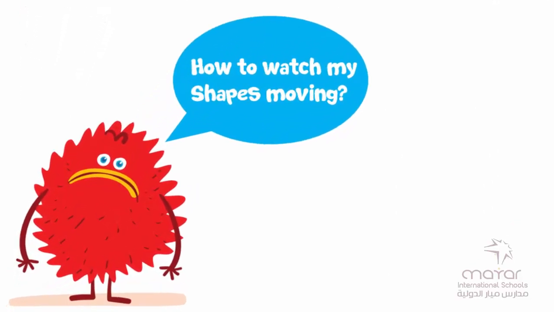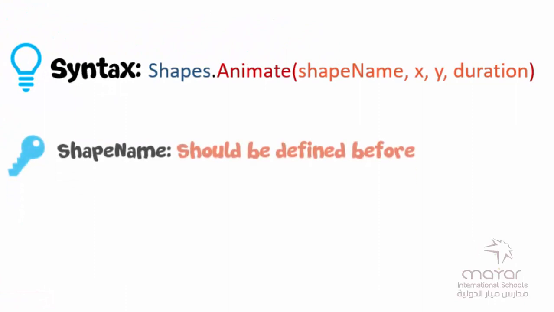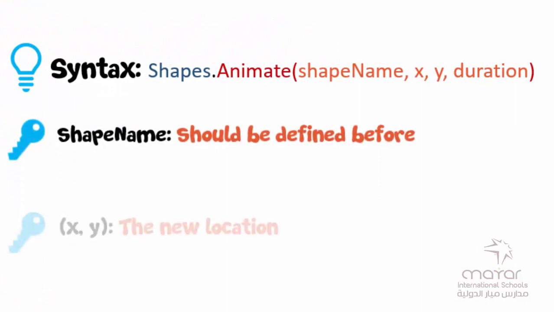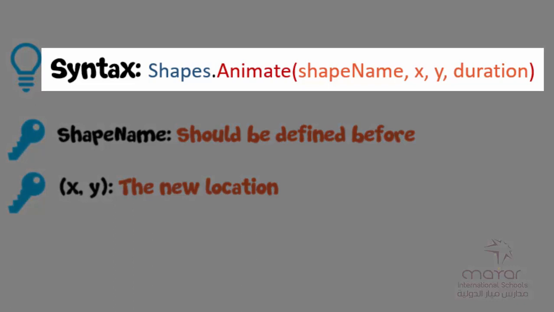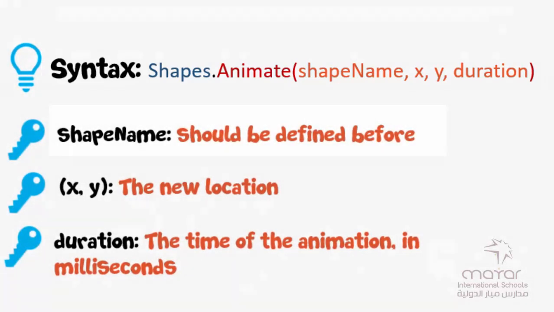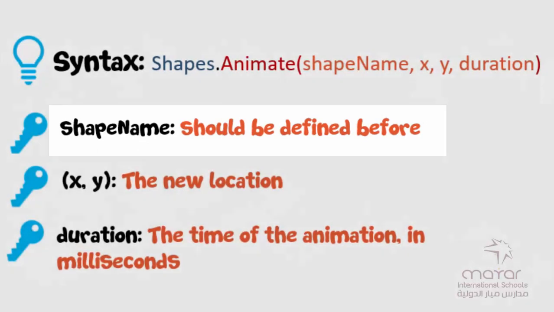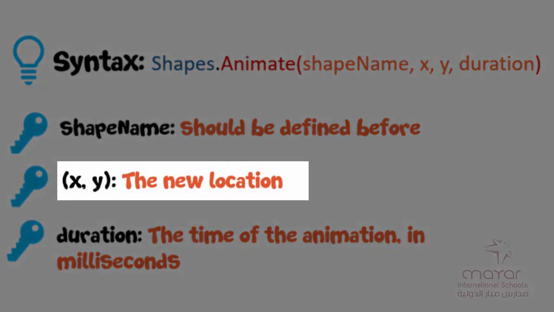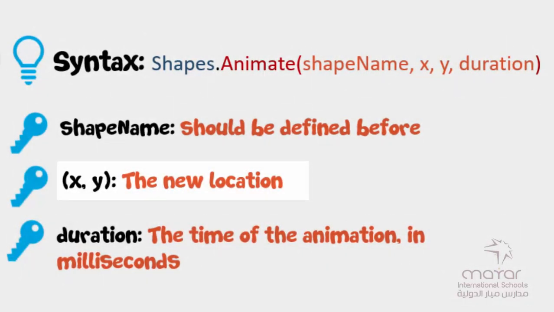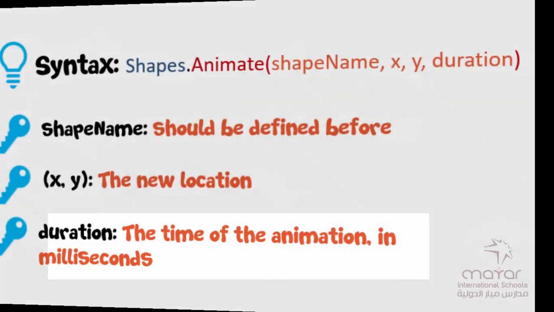Reda was asking, how to watch my shapes moving? There is a specific syntax or code for animating the shape. Shapes.animate, shape name, X, Y, and duration. Shape name should be defined before. X and Y is the new location. Duration is the time of the animation in milliseconds.